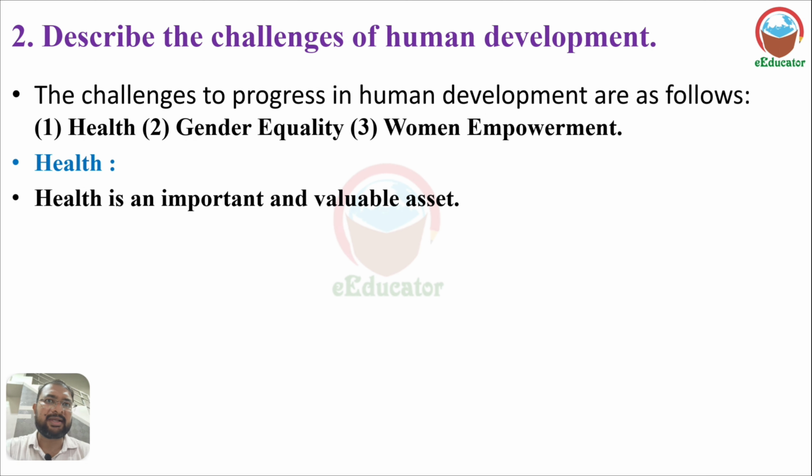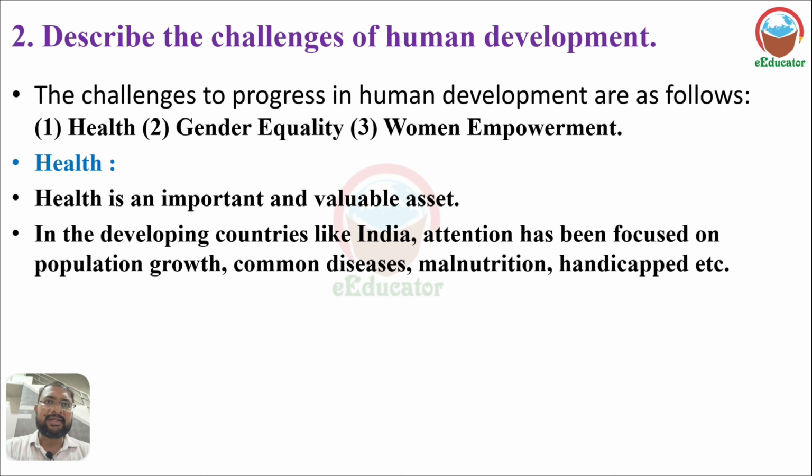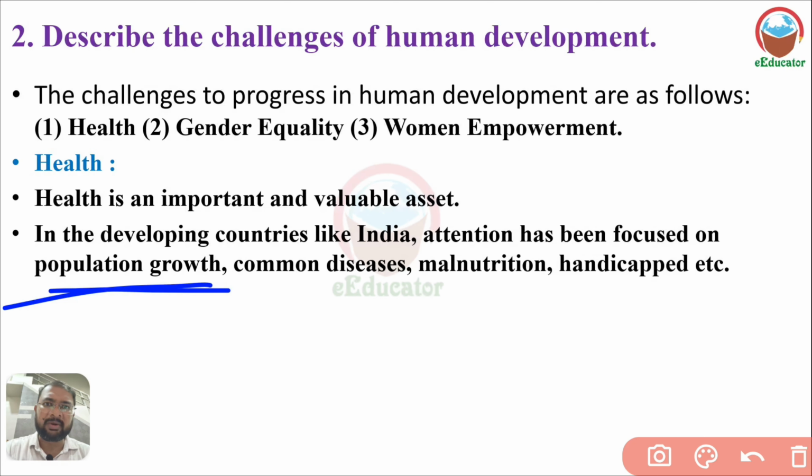So health is explained here. Health is an important and valuable asset of a human being. As a human, health is important for us. In developing countries like India, attention has been focused on population growth, common diseases, malnutrition, and handicap. After the independence of India, the country is a developing country, and we focused on population growth. Even as the population is increasing in India, to control the population growth, some common diseases are there. What about the malnutrition of children and the handicapped? So we try to reduce those things.